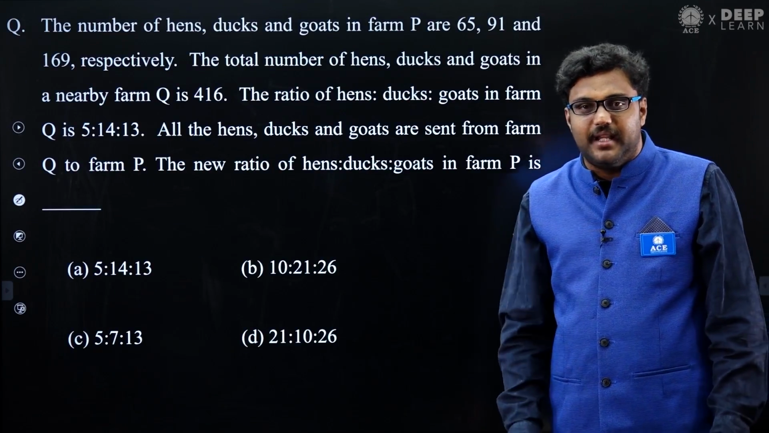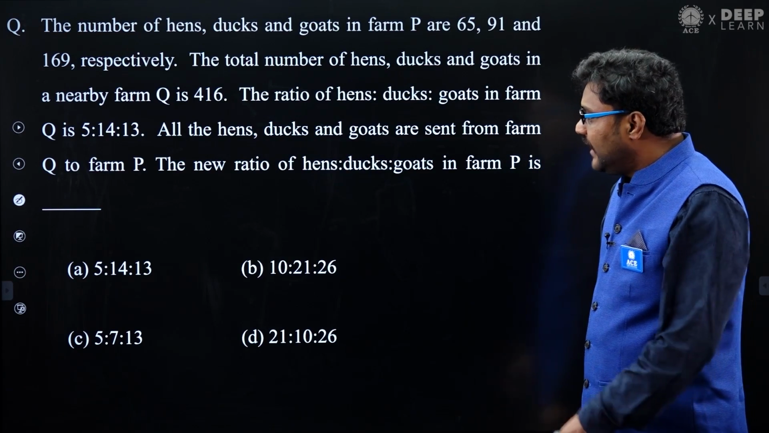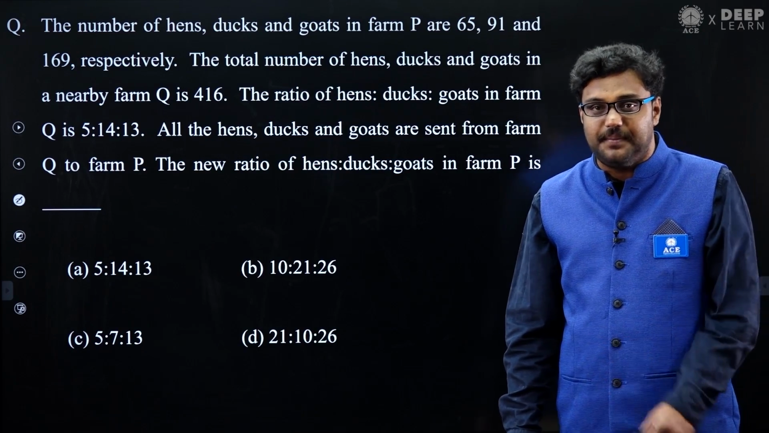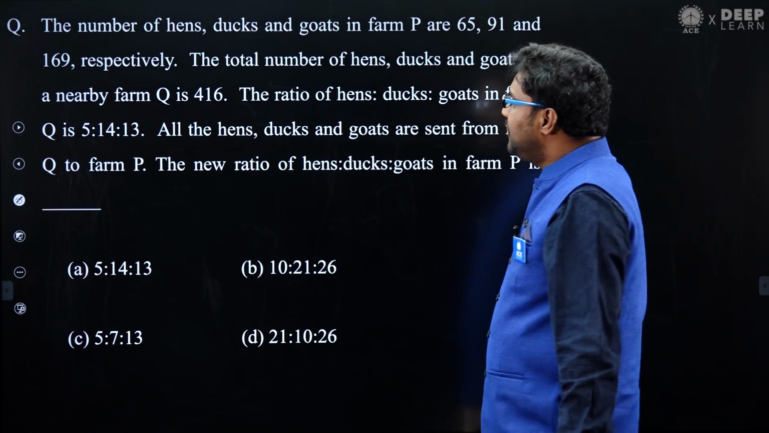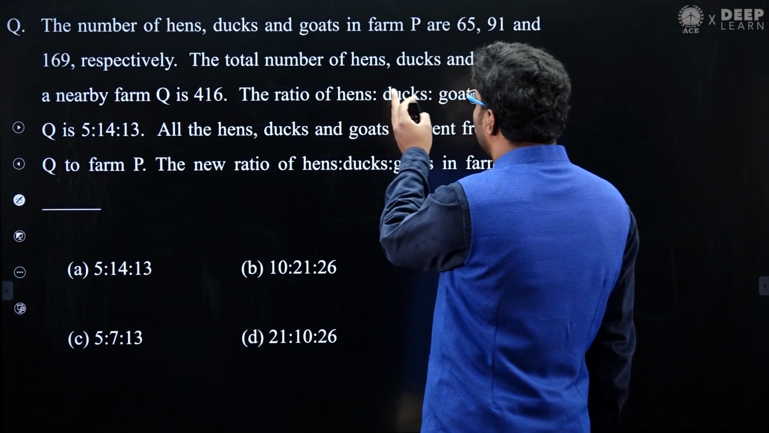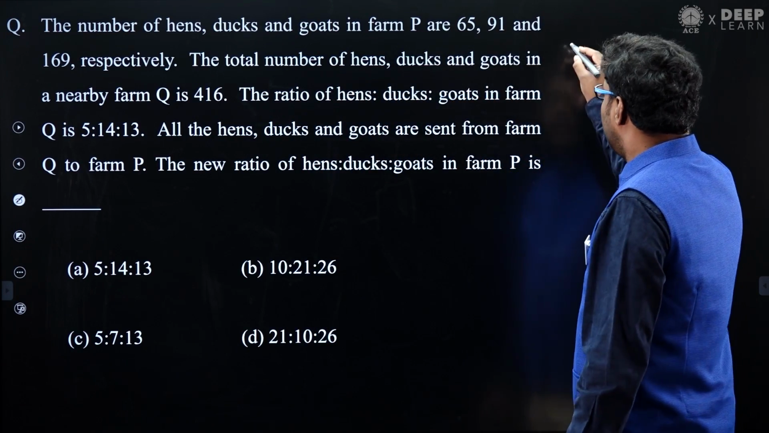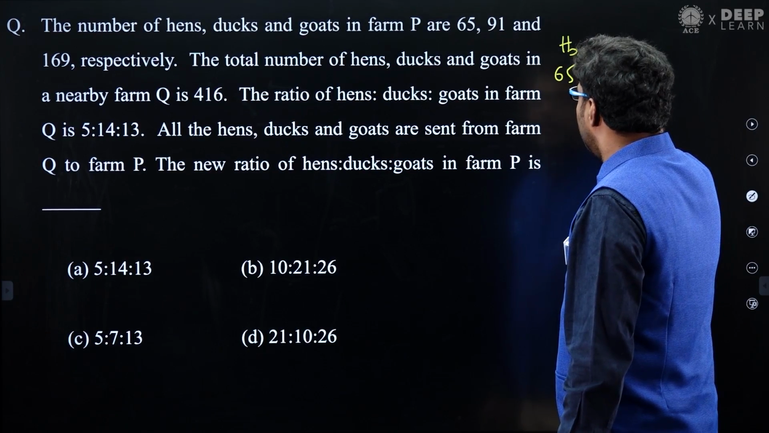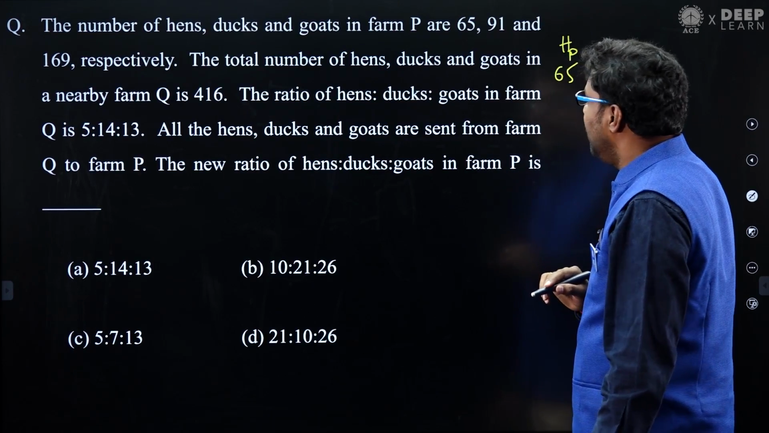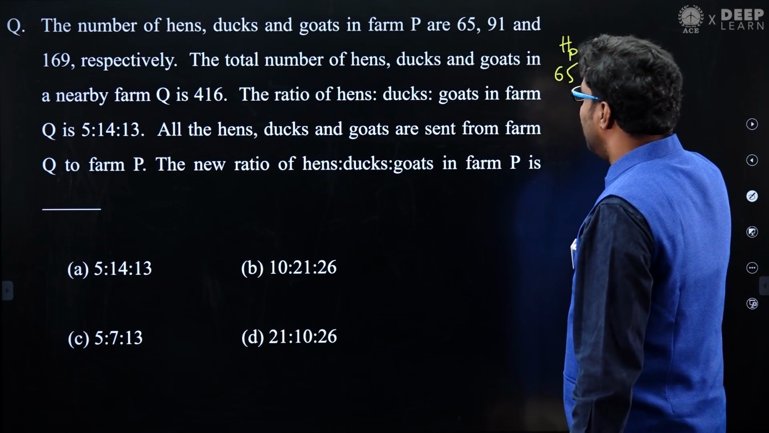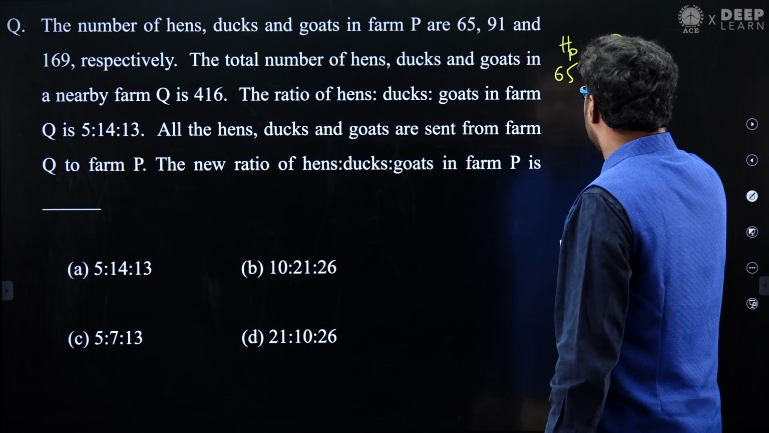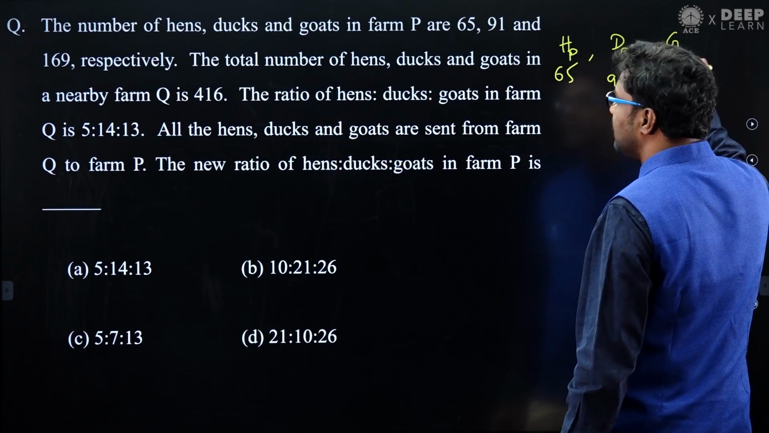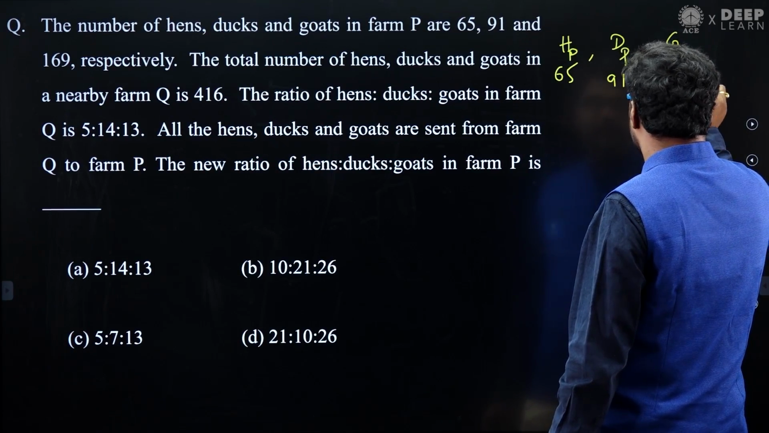See this next question, my dear friends. In this set 1 for mechanical, this is the last question, related to the ratios concept. They mention hens, ducks and goats in form P. How many hens are there in form P is 65, how many ducks in form P is 91, and how many goats are there in form P is 169.